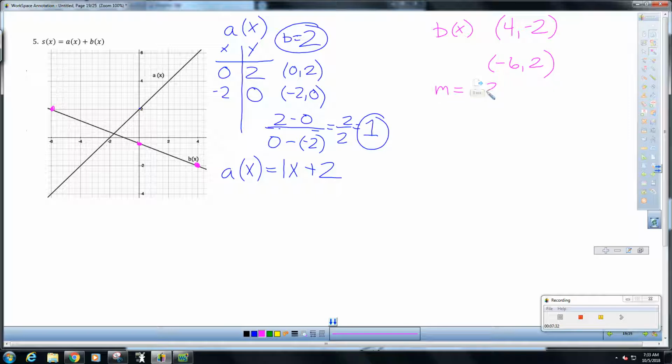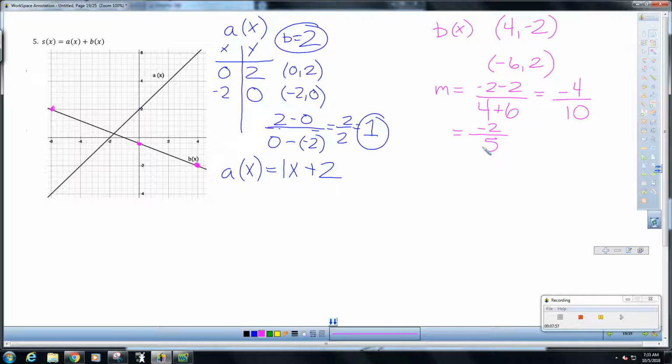Okay, so now let's find the slope. Negative 2 minus 2 over 4 minus a negative 6. Well, 4 minus a negative 6 is a positive 10. So what do we get? We get negative 4 on the top, 10 on the bottom. You get negative 2/5.